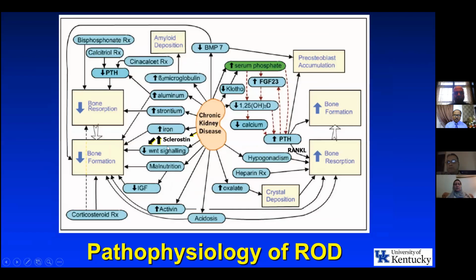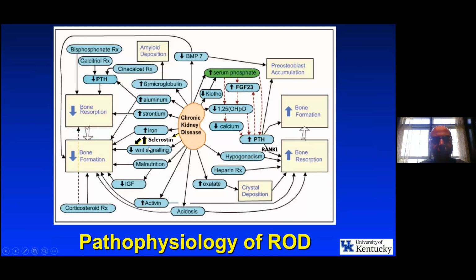Inhibition of the Wnt signaling is very important in bone formation, because our patients with CKD have a very high level of sclerostin, and sclerostin inhibits the Wnt pathway and inhibits bone formation. Moreover, malnutrition inhibits bone formation. Our patients on dialysis and in late stages of CKD have lower levels of IGF, insulin growth factors, which decreases bone formation. So there are many factors.